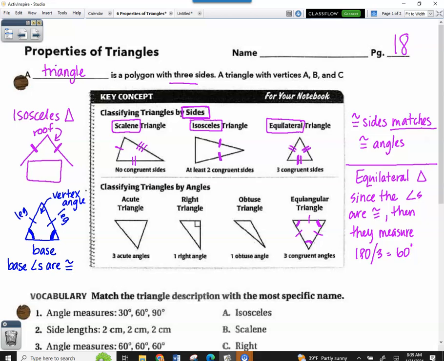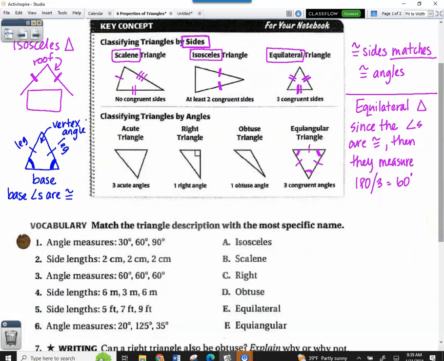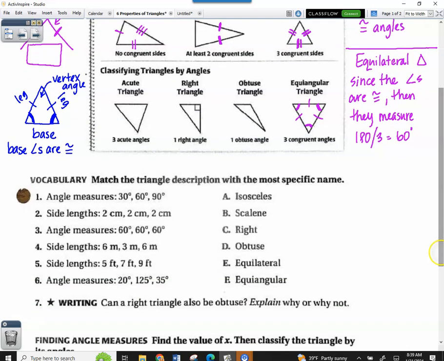All right, so let's start practicing with these concepts. Okay, match the triangle description with the most specific name. So take a second. You can lightly trace with your pencil to connect one to whichever one you think it is, and then we'll go over the answers. But I would love for you to try this on your own, okay?